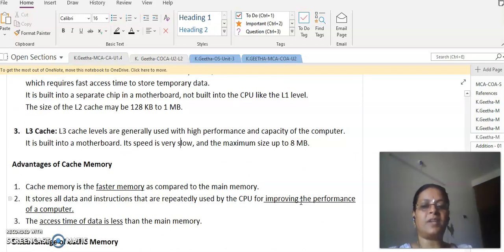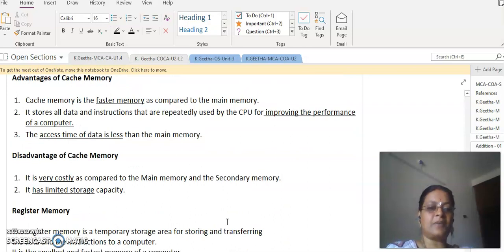And now, what are the advantages of cache memory? Why do we have to use cache memory? So we all know it is a faster memory, and also it is a costly memory, and also it is a small sized memory. It stores all the data and instructions which are required by the CPU to improve the performance. So if some instructions are going to be executed more often, then the performance can be highly influenced if they are executed at a faster rate. So such instructions can be kept in the cache memory. Of course, the access time of data is very less when compared to that of the main memory and also the remaining higher levels.